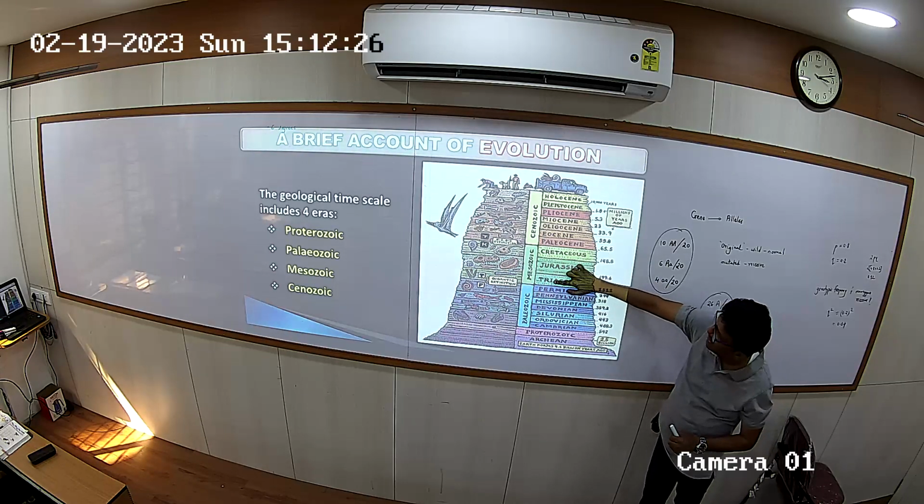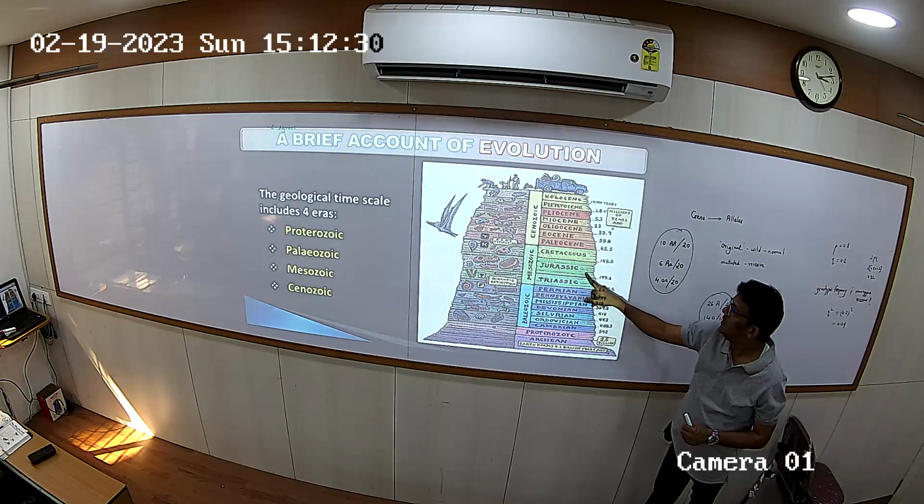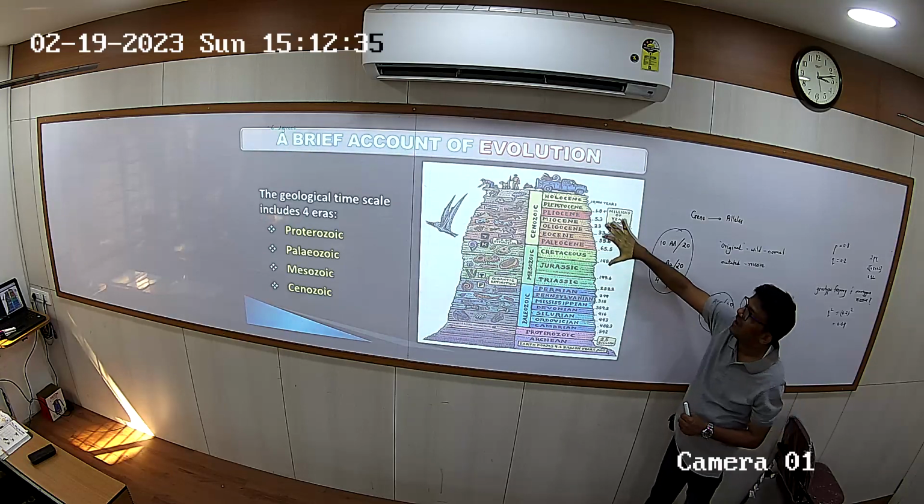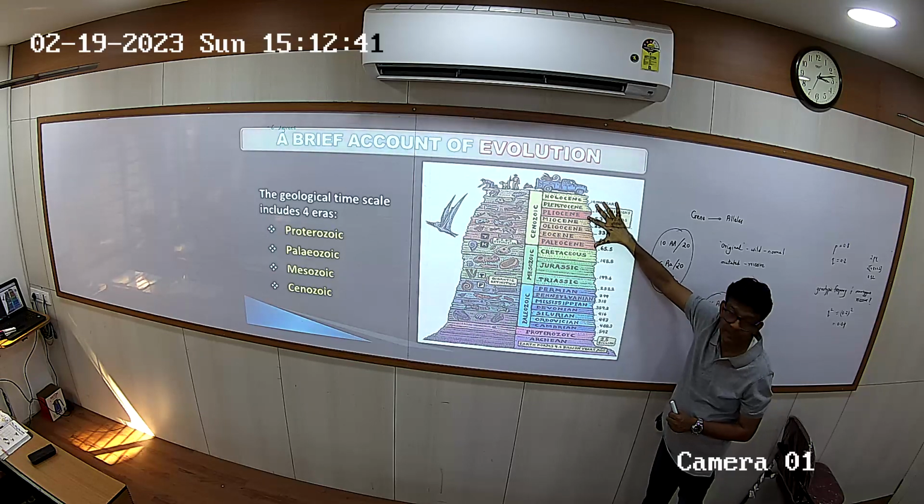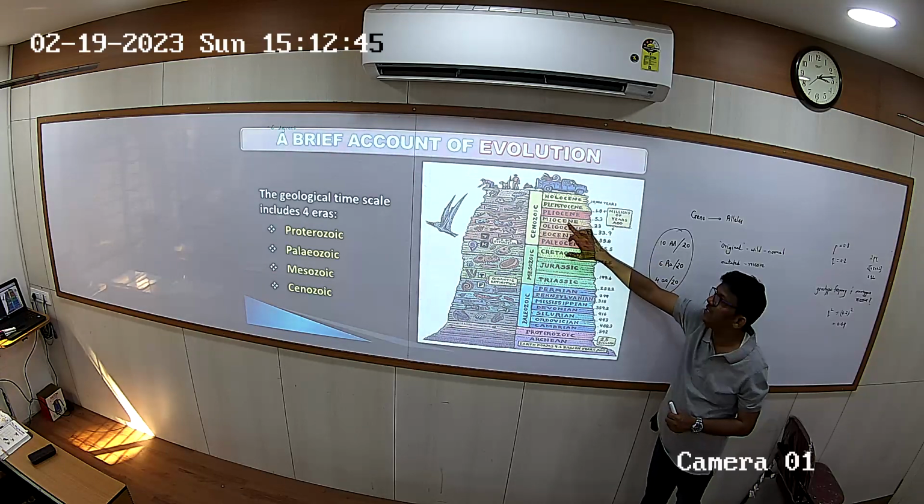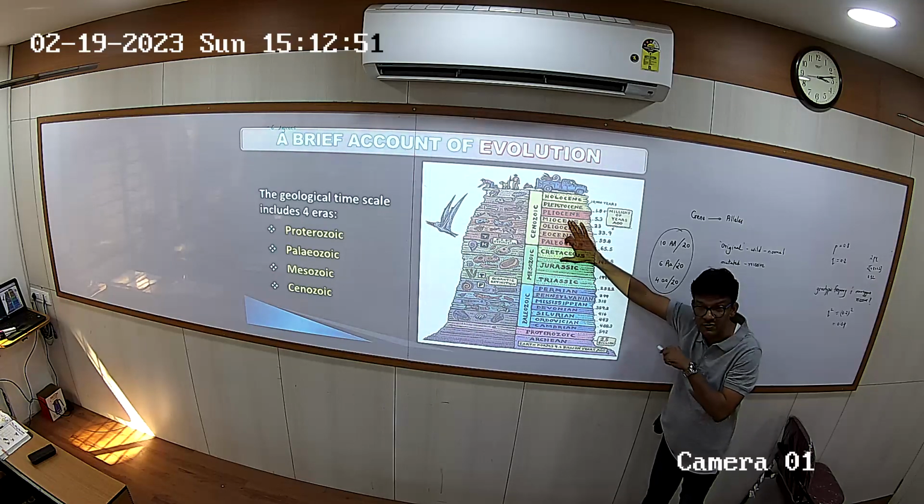See, Mesozoic: Triassic, Jurassic, Cretaceous. Here the reptiles dominated, but then in Cretaceous they became extinct. And the Cenozoic era is the era where the birds and mammals flourished. Human evolution you will find only in this. Dryopithecus survived in the Miocene epoch of the Tertiary period of the Cenozoic era.